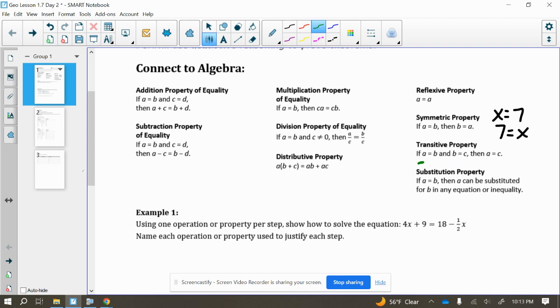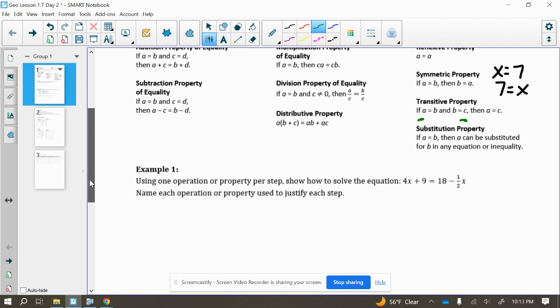So for instance, both A and C are equal to B, so we could say they're equal to each other. And that's similar to the idea of substitution, that if we know two things are equal, we could substitute in that value into an equation or inequality. So keep these in mind throughout the next couple of lessons and today's notes.